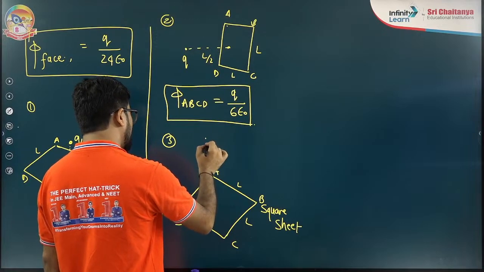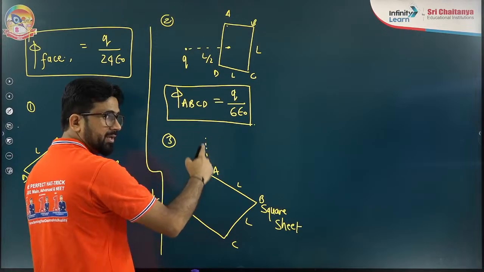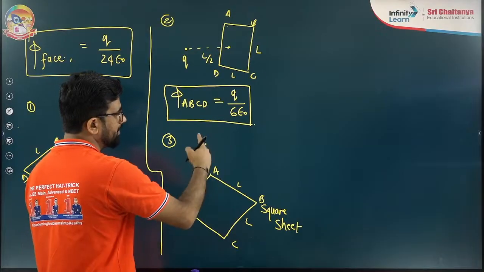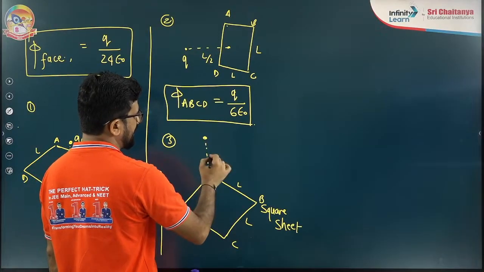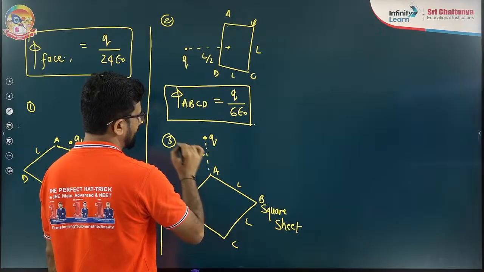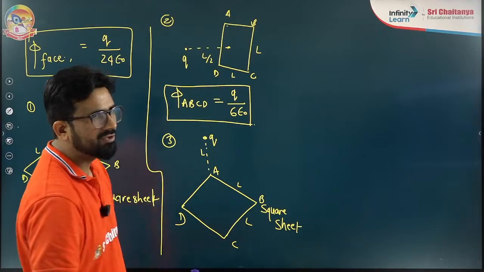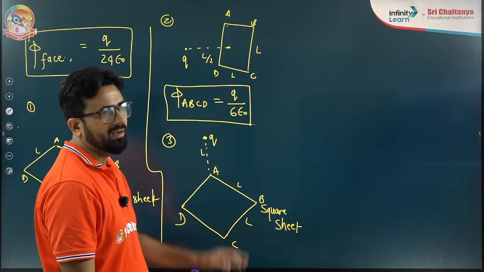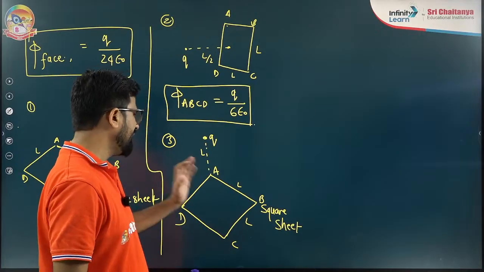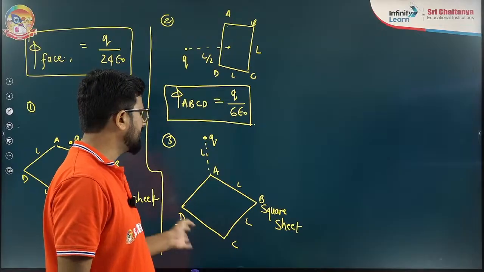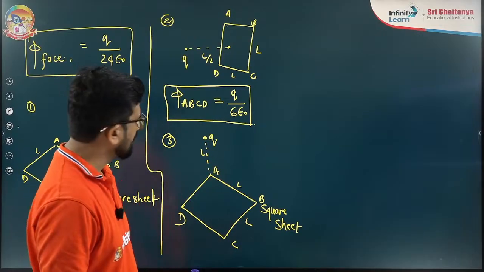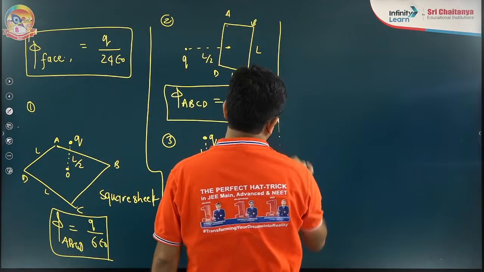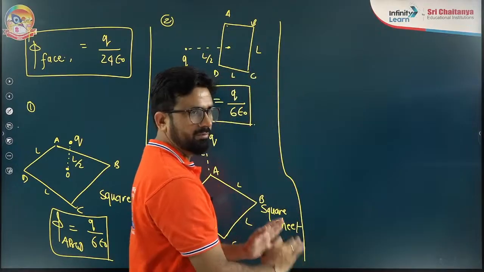And perpendicular to this plane, that's why I am putting a dotted line. Try to understand. Perpendicular to this plane, there is one charge Q placed at a distance of L. Now the very first question: what is the flux associated with this ABCD? That is the question we have to solve.